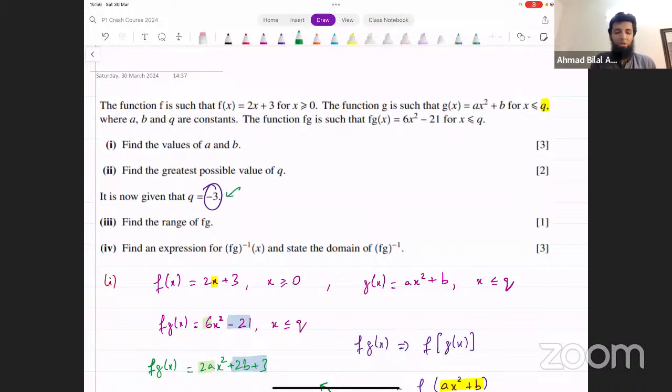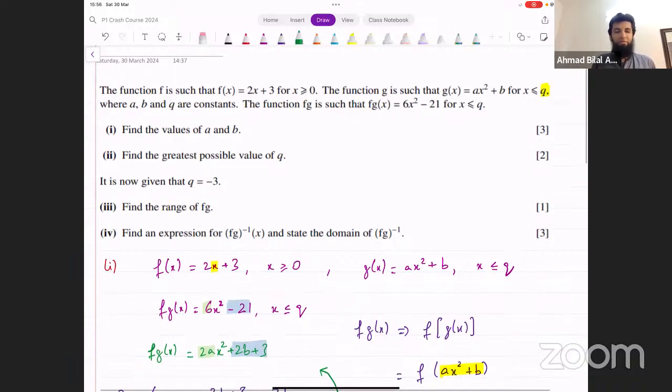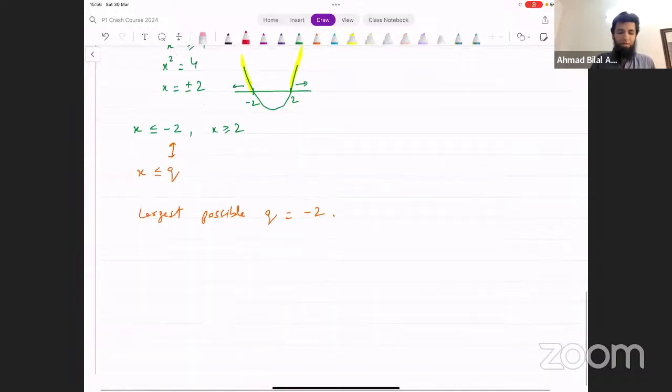It's less than -2. That's possible. So it's now given that q is equal to -3. Now you'll use that value. Find the range of fg, the range of the composite function. Now, how do you find that?